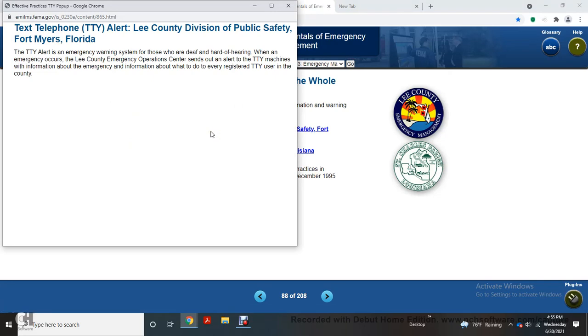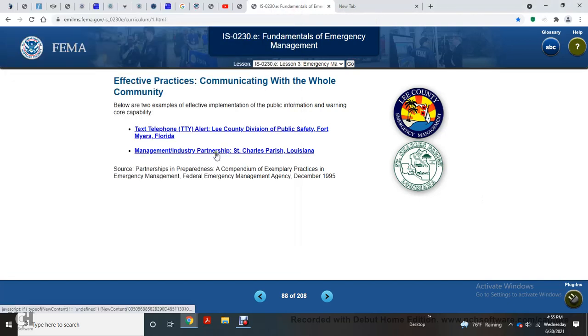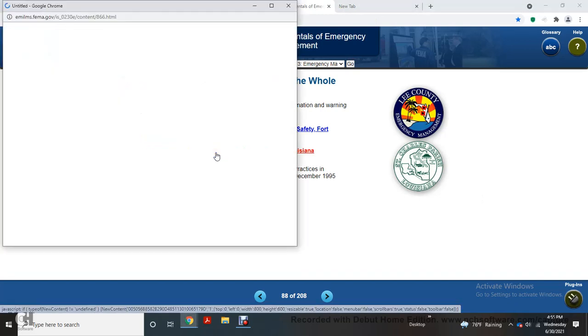The text telephone alert is an emergency warning system that alerts people who are deaf and hard of hearing of any emergency. The Lee County Emergency Operations Center sends out an alert, and the text telephone alert machines send emergency information to every TTY user in the county.